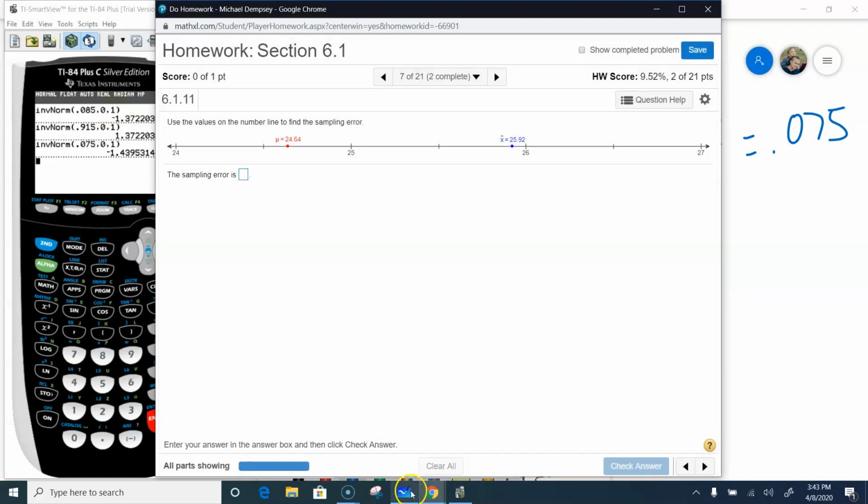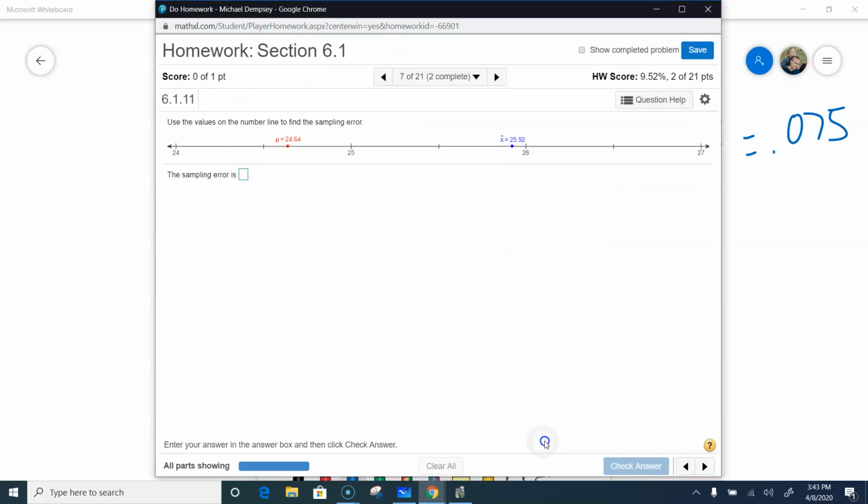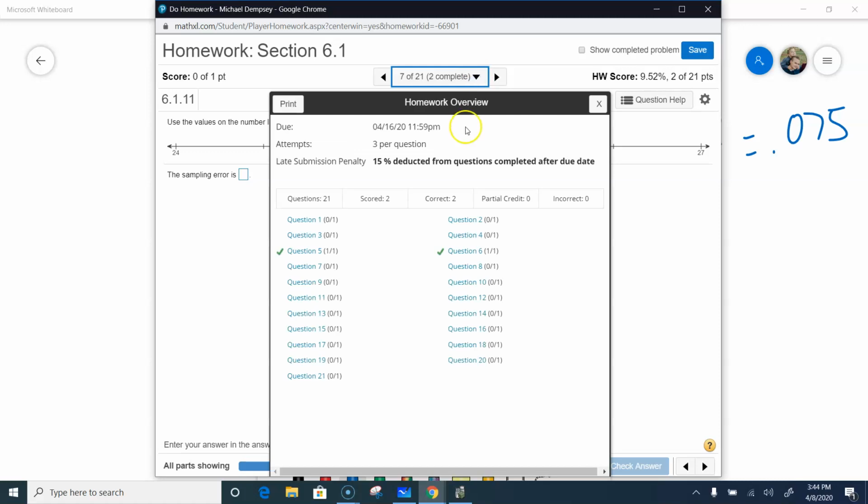Okay? But if you want to make life easier and not have to add the 0.85 and the 0.075, put in 0.075, like what we're saying here is that this is negative 1.44 here, and this is positive 1.44, right? But they just want the positive answer, so just give them the positive version of whatever you come up with. Okay. I'm going to take a jump to number 8.